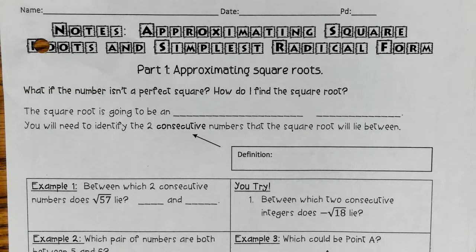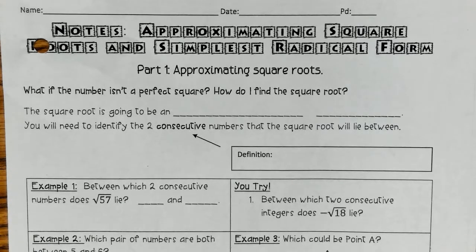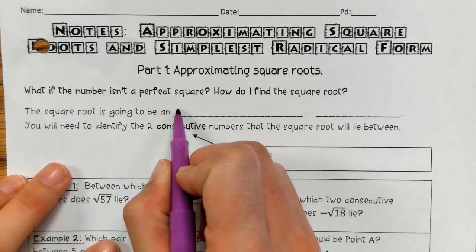One says approximating square roots. If I am going too fast or you don't understand something, let me know. But this isn't very difficult because you can use a calculator. I'm going to explain it as if you couldn't use a calculator so you kind of understand where we're getting these numbers. So this is, what if the number isn't a perfect square? How do I find the square root? If it is not a perfect square, then it's going to be an irrational number.